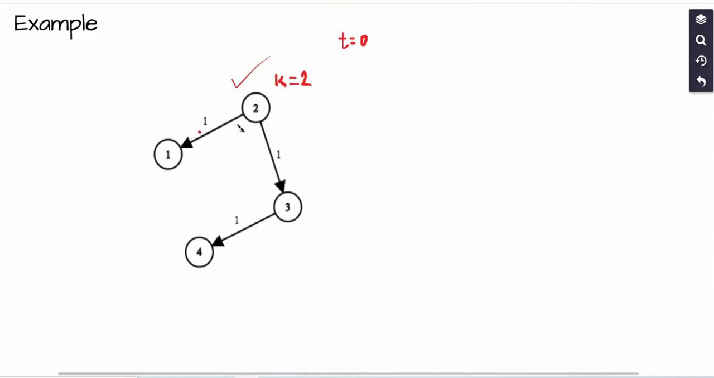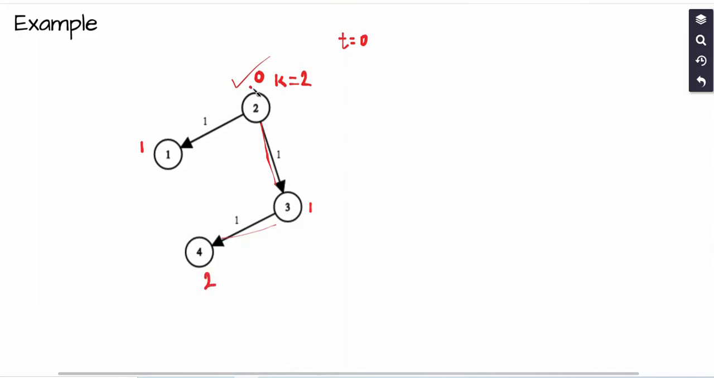Initially this node is at 0 distance, and the others are at infinite distance. I can see that in 1 second I will reach node number 1, and in 1 second I will reach node number 3, and in 2 seconds, that is 1 plus 1, I will reach node number 4.